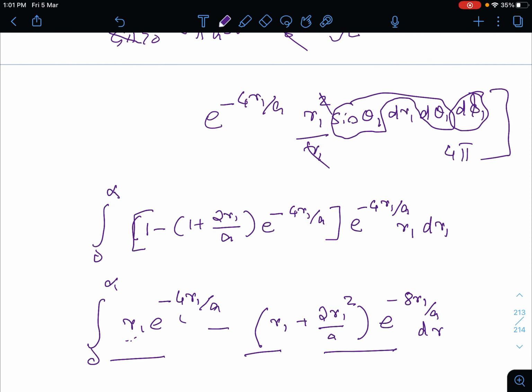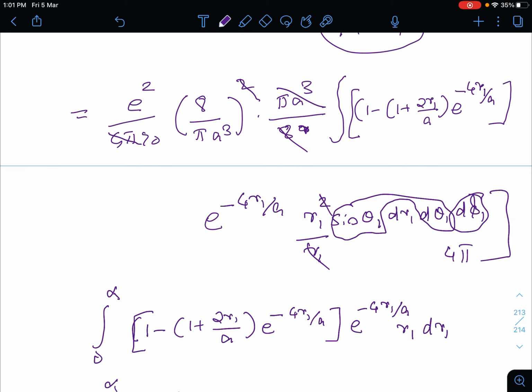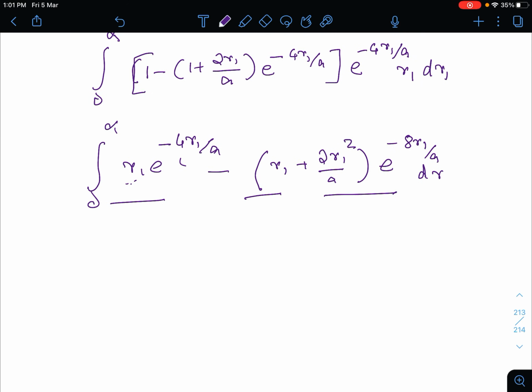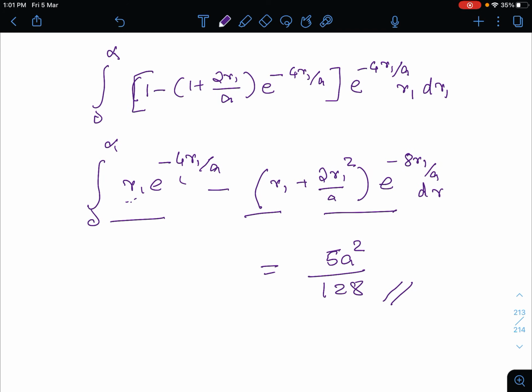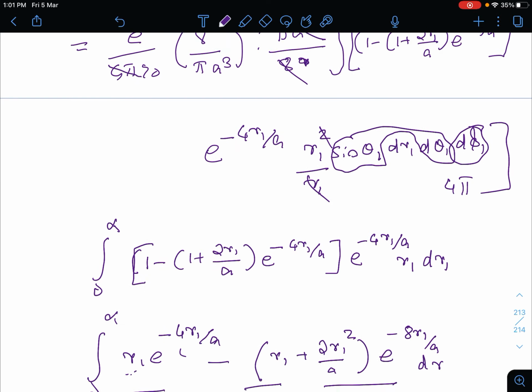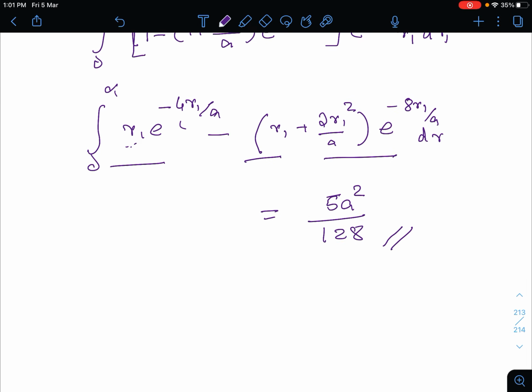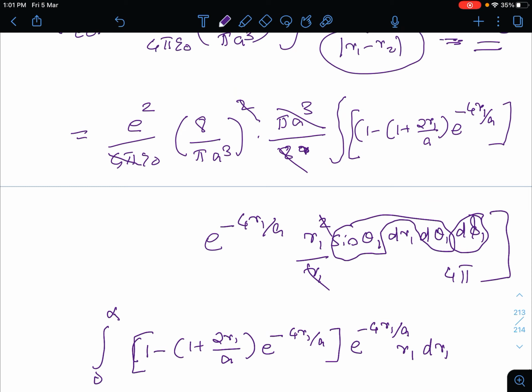So multiplying those things, this integral gives you the value 5a square by 128. If you cannot do that, tell me, we will repeat it for the next class. So 5a square by 128. Now what were the constants outside? So you have this.